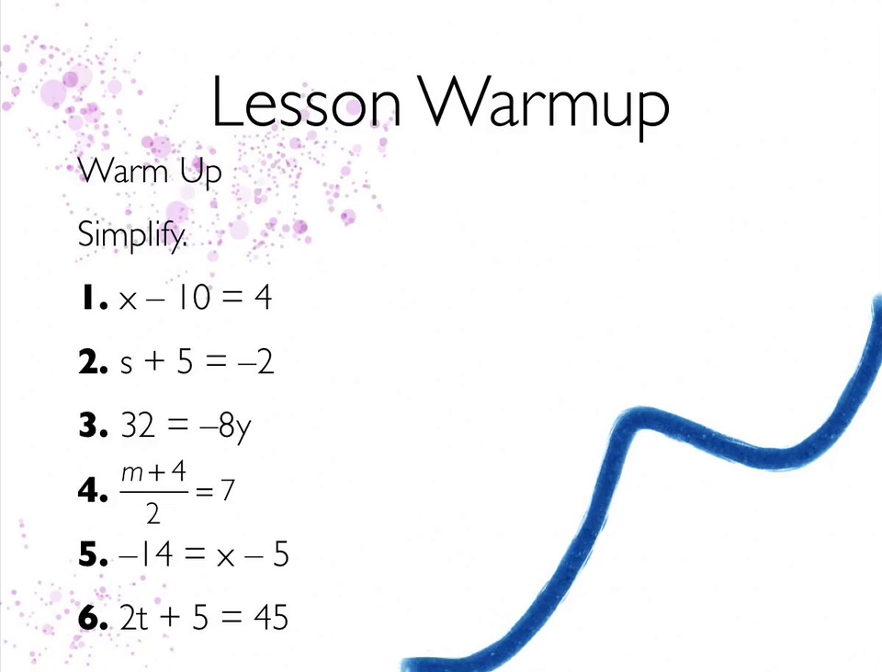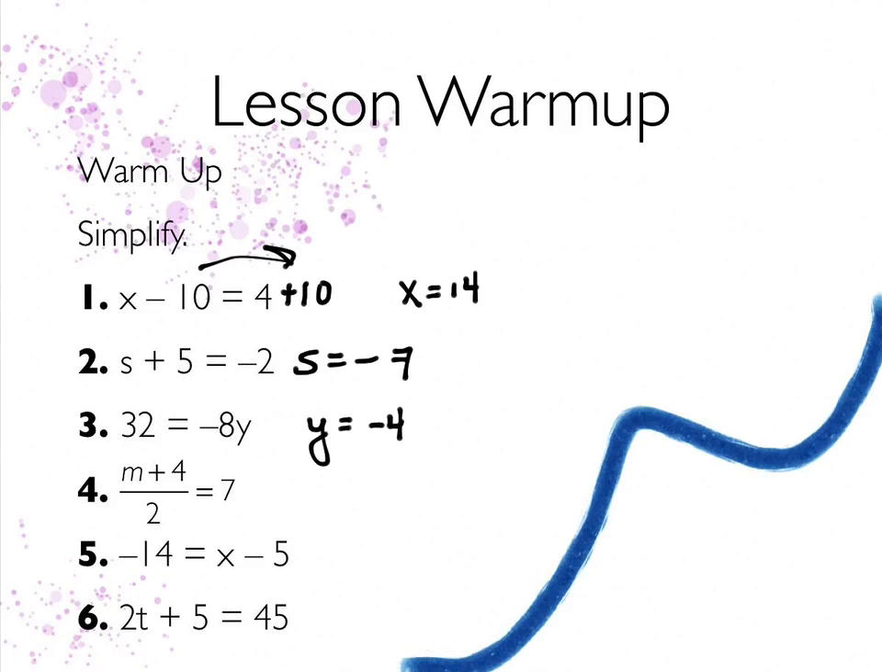Number 1, add 10 to both sides, or bring this over and make this plus 10. X is 14. Same with number 2, bring the 5 over, make it negative. This is going to be negative 7. S equals negative 7. This one here, divide both sides by negative 8. Y is going to equal negative 4.